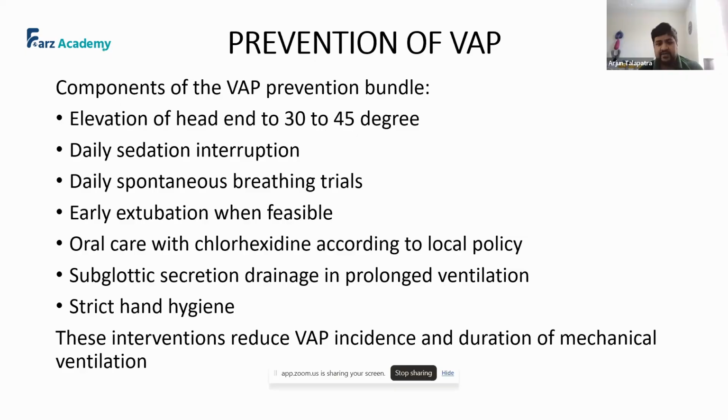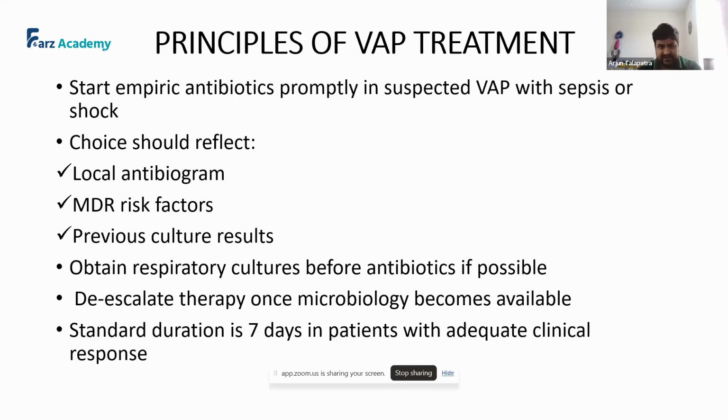Oral care with chlorhexidine is helpful in the Western population where there is a low incidence of antimicrobial resistance. In developing countries, this is not very helpful. So again, this depends on the local policy. Subglottic secretion drainage is part of the present prevention bundle associated with good evidence, and hand hygiene is also associated with good evidence. These are the present components of the prevention bundle. These interventions, when done together, reduce the VAP incidence and also the duration of mechanical ventilation.